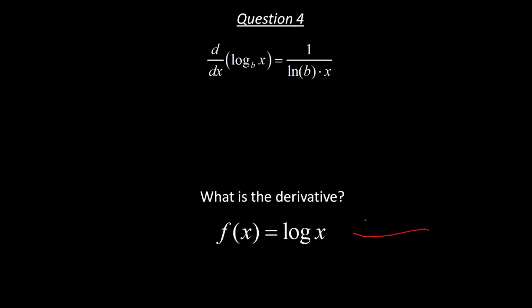This is the common logarithm, which means base 10. So we identify b as base 10. And so the derivative is 1 over log 10 times x.